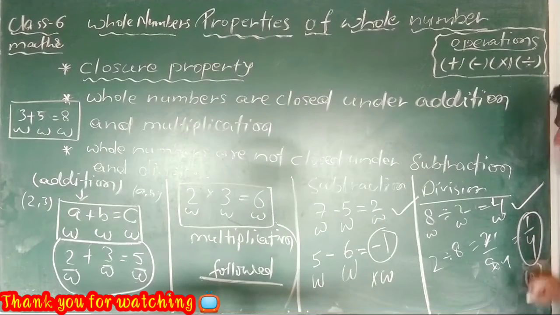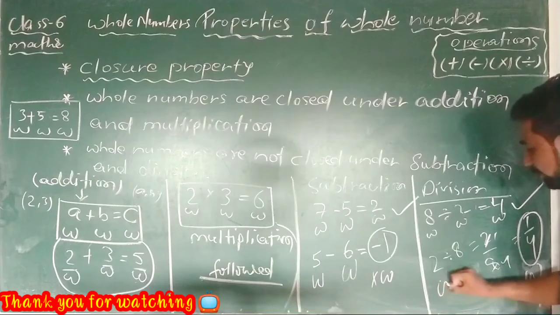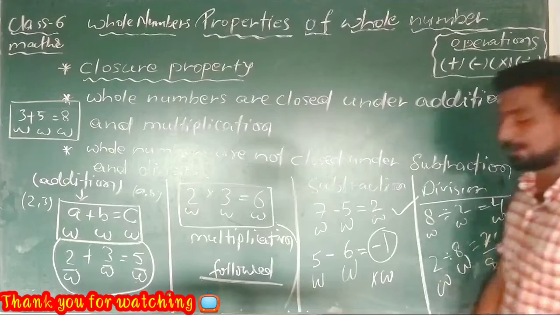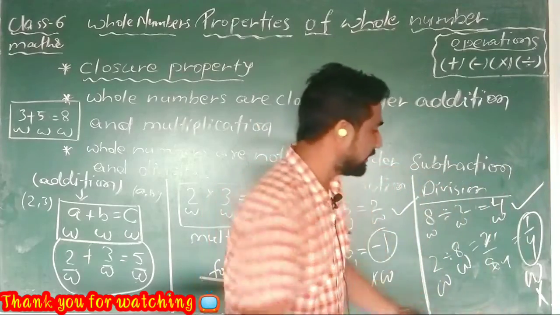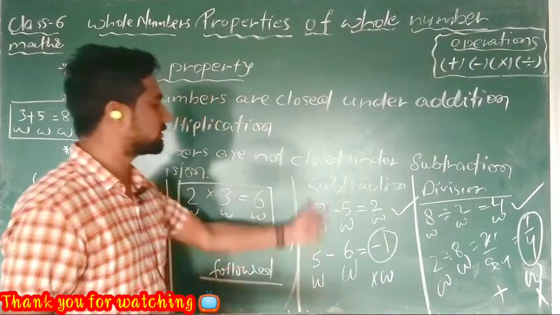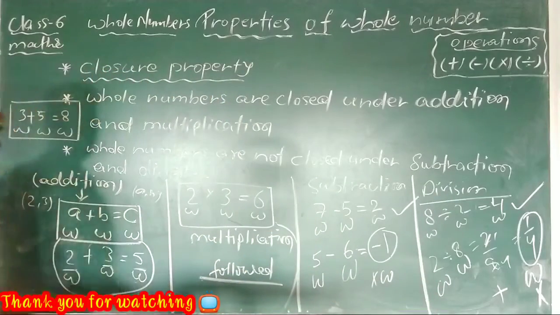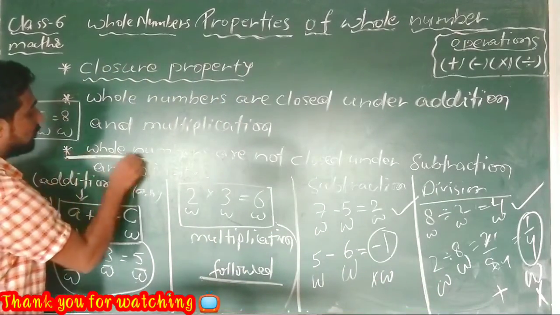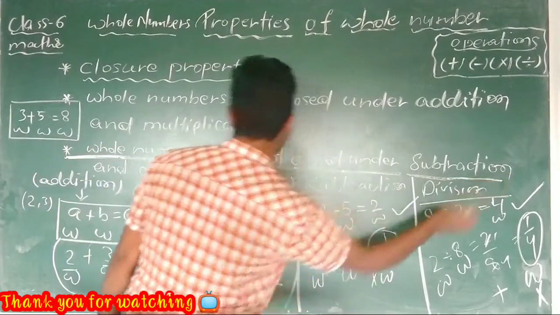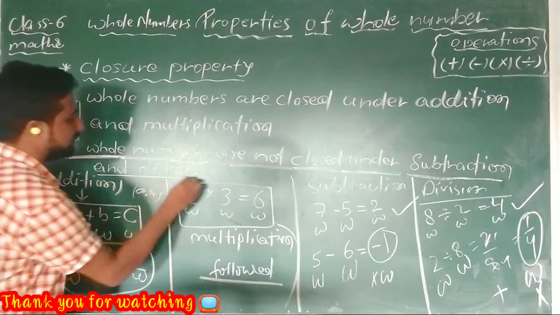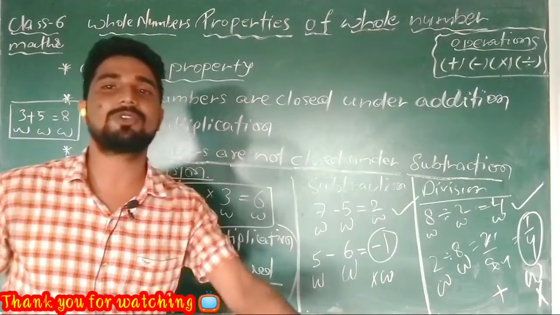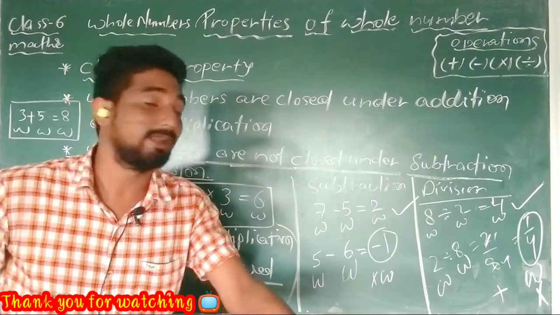And is 1 by 4 a whole number? No. 2 was a whole number, 8 was a whole number, but this 1 by 4 is not a whole number. So it is not followed here. So you can see, for division it is not followed, and for subtraction also it is not followed. That is why this line is mentioned here: whole numbers are not closed under subtraction and division. Division and subtraction operations are not followed under closure property.